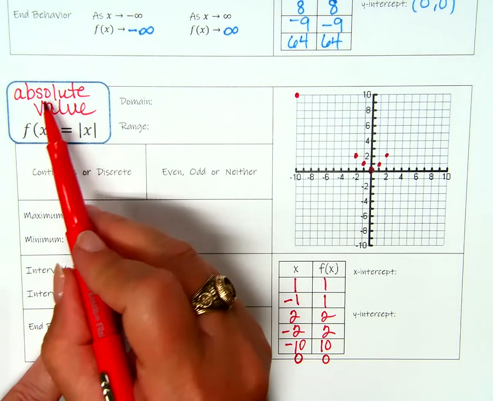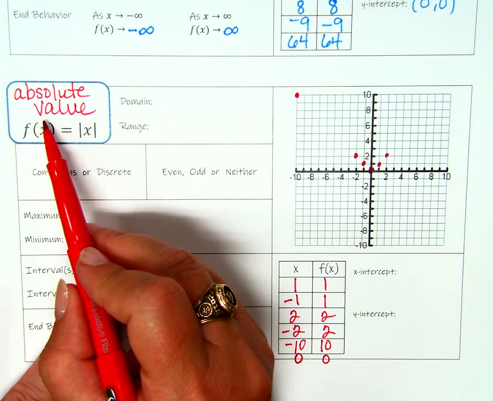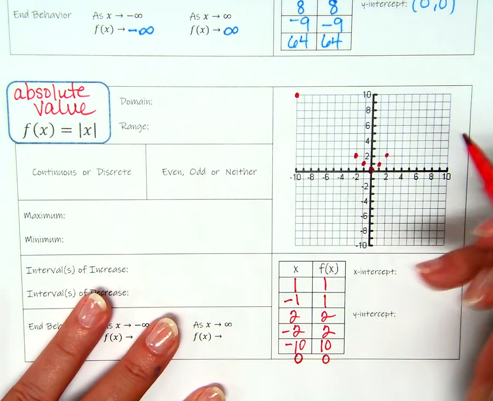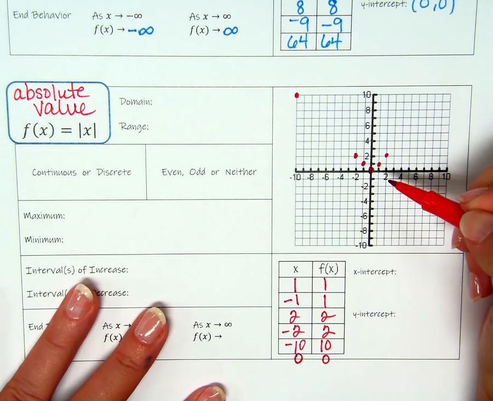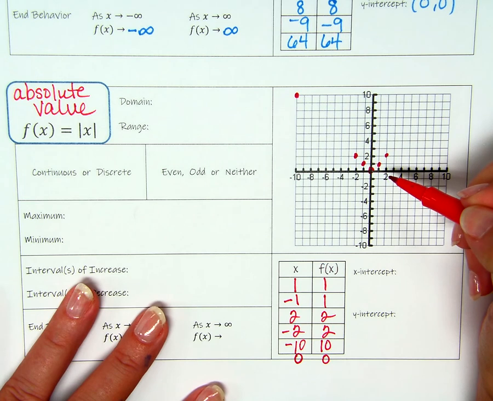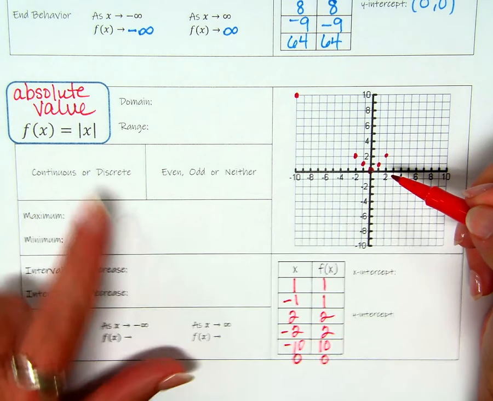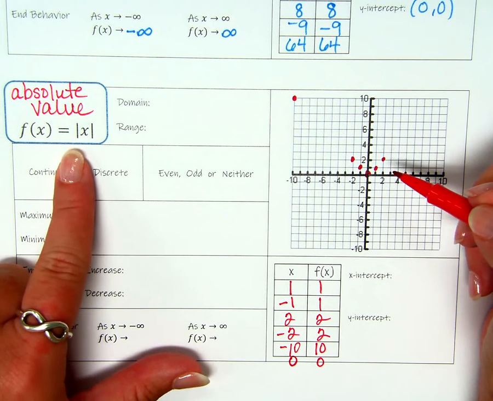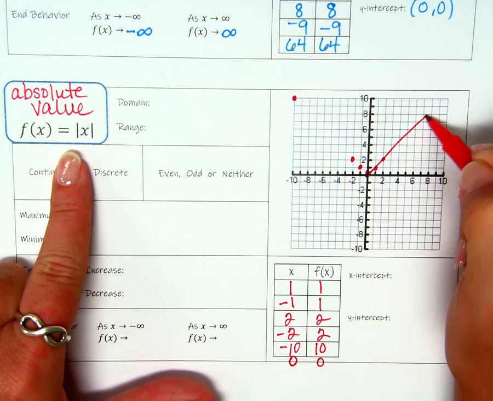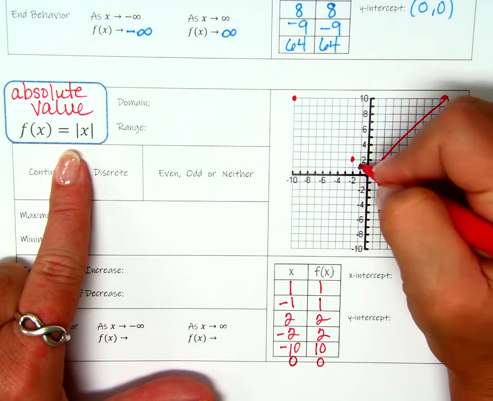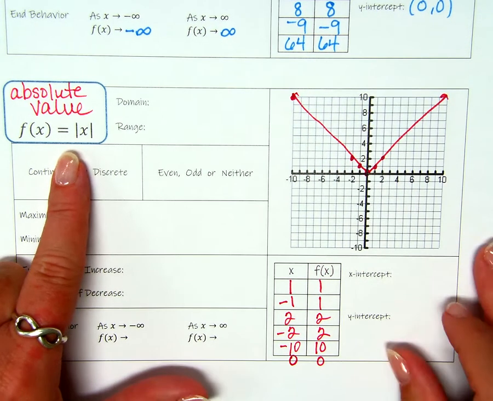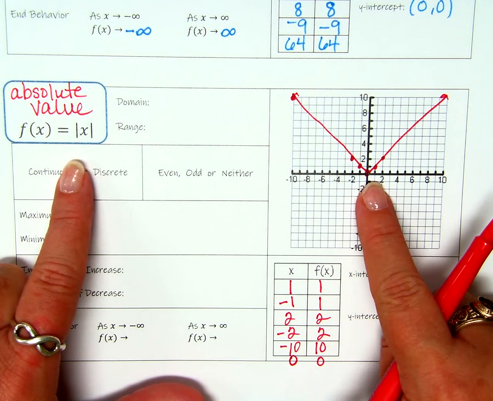Guys, what does absolute value look like? A V. Can I connect them? How do you know? Because it came from an equation, right? Okay. Came from a function. See, it looks like a V.